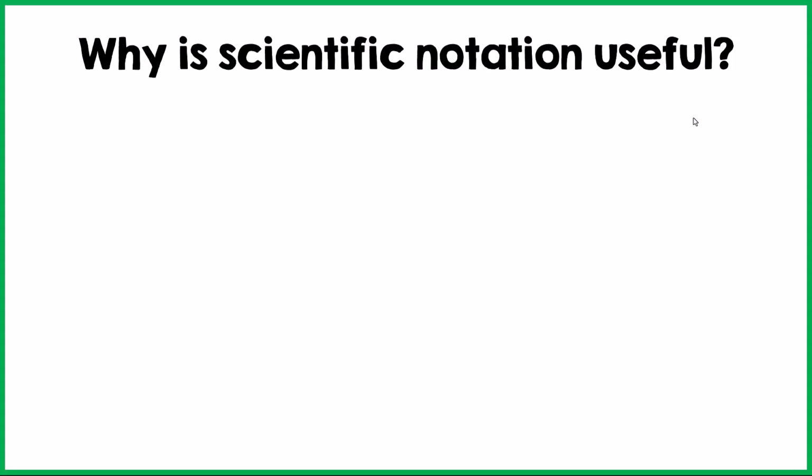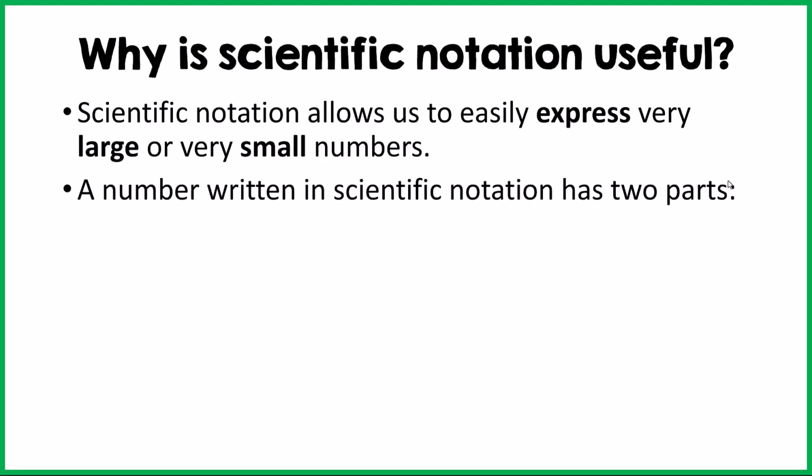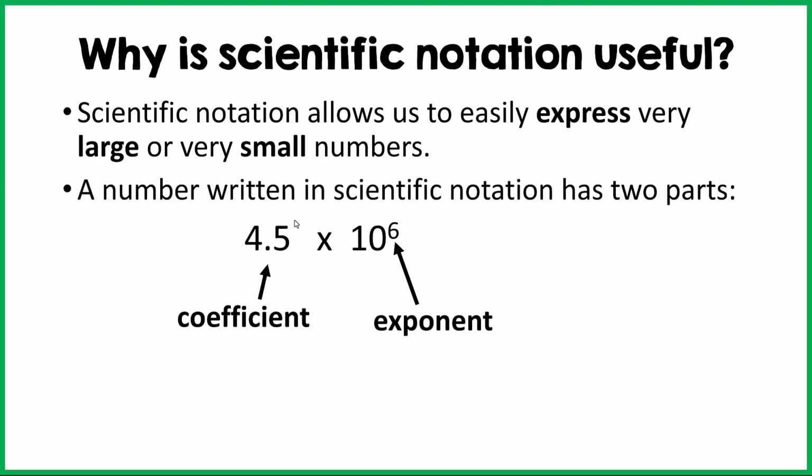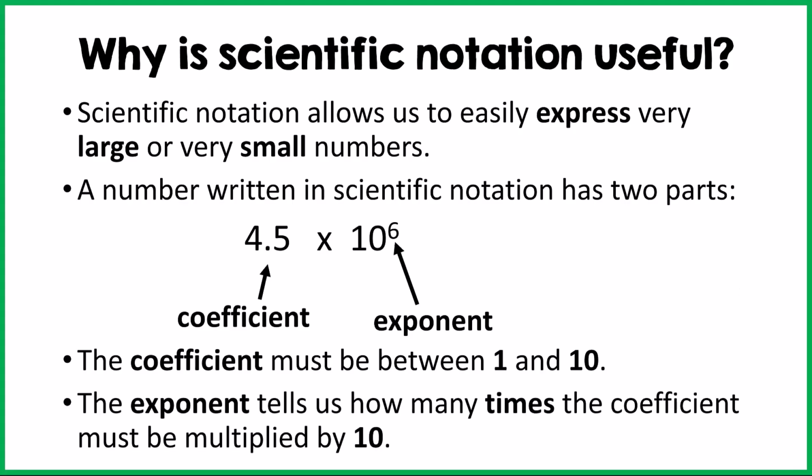Sometimes scientists make their measurements using scientific notation. Scientific notation allows us to easily express very large or very small numbers. A number written in scientific notation has 2 parts, the coefficient and an exponent. And it will always say the coefficient times 10 to whatever the exponent is. The coefficient must be between 1 and 10. And the exponent tells us how many times the coefficient must be multiplied by 10, sometimes divided by 10.